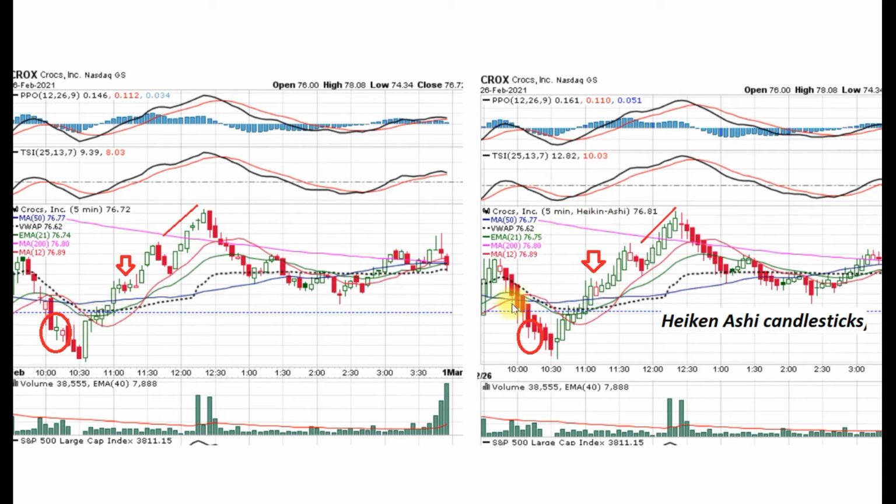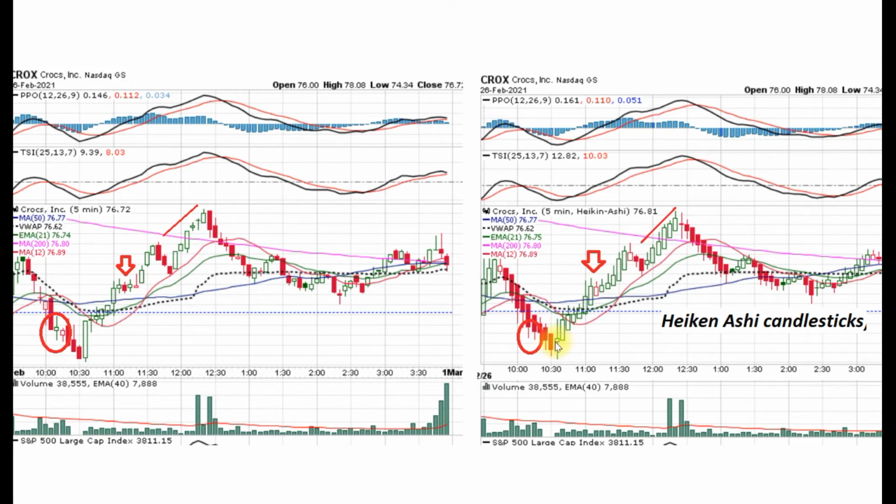When we compare these two, the Heikin-Ashi candlestick, guess what? We don't see this green one in here that big. We see just this.